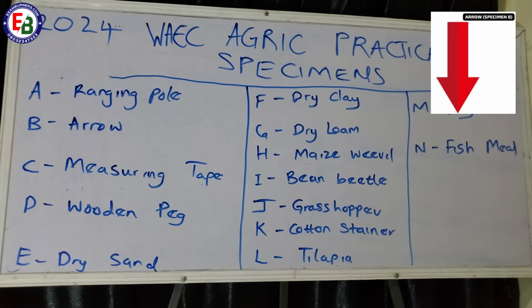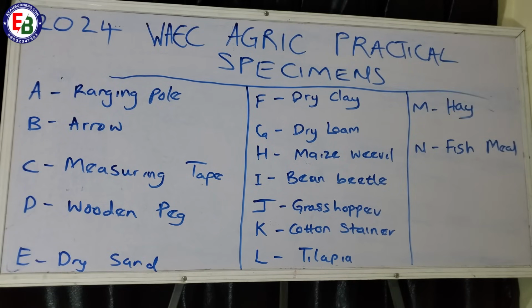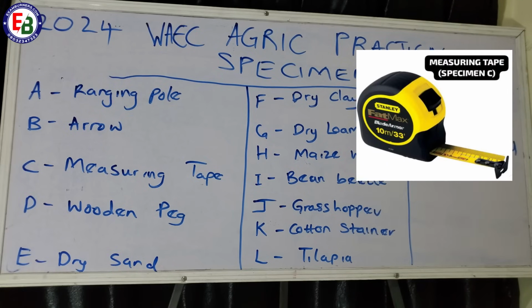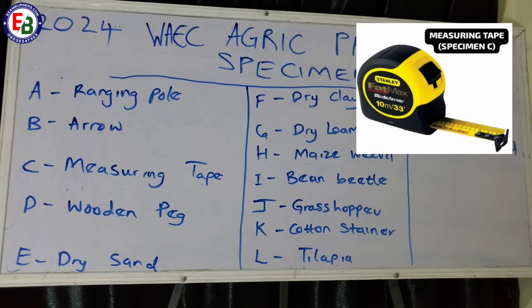I already told you a common question in the exam you should be expecting is the identification of a specimen. That is the bonus question. So I'm going to be talking about specimen C, which is our measuring tape. A very common use of measuring tape is for taking measurement of length, height, or breadth, or distance. That is number one use of specimen C. Another use of specimen C is that it is used in determining the right angle triangle during farm layout. During farm layout we usually determine the right angle triangle of the farm.